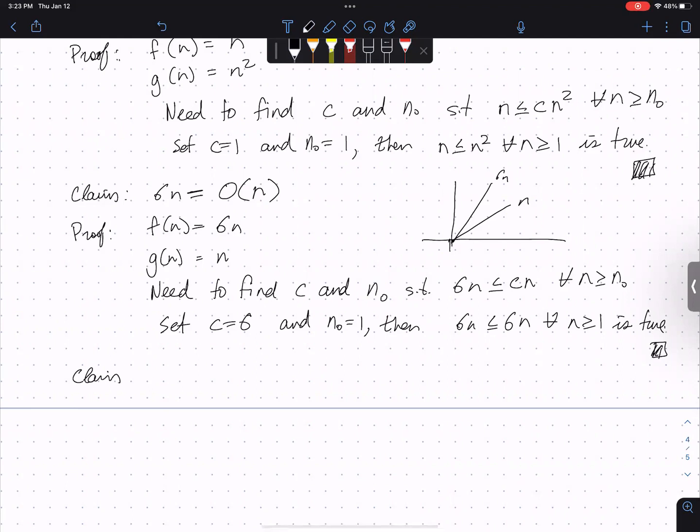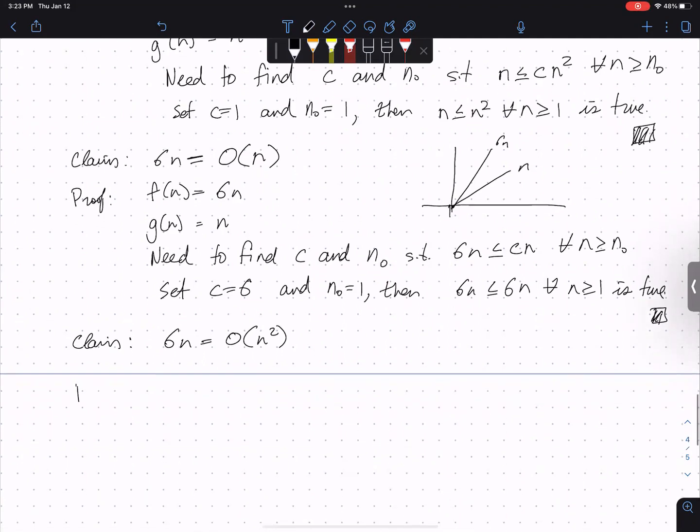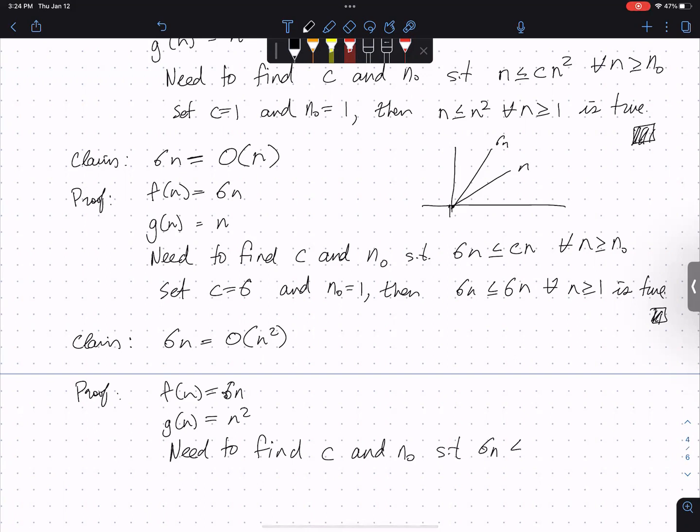Let's do another example to show you the role of n naught. So claim: 6n is equal to O of n squared. Proof. So here, f of n equals 6n, g of n equals n squared, and we need to find c and n naught such that 6n is less than or equal to cn squared for all n greater than or equal to n naught.